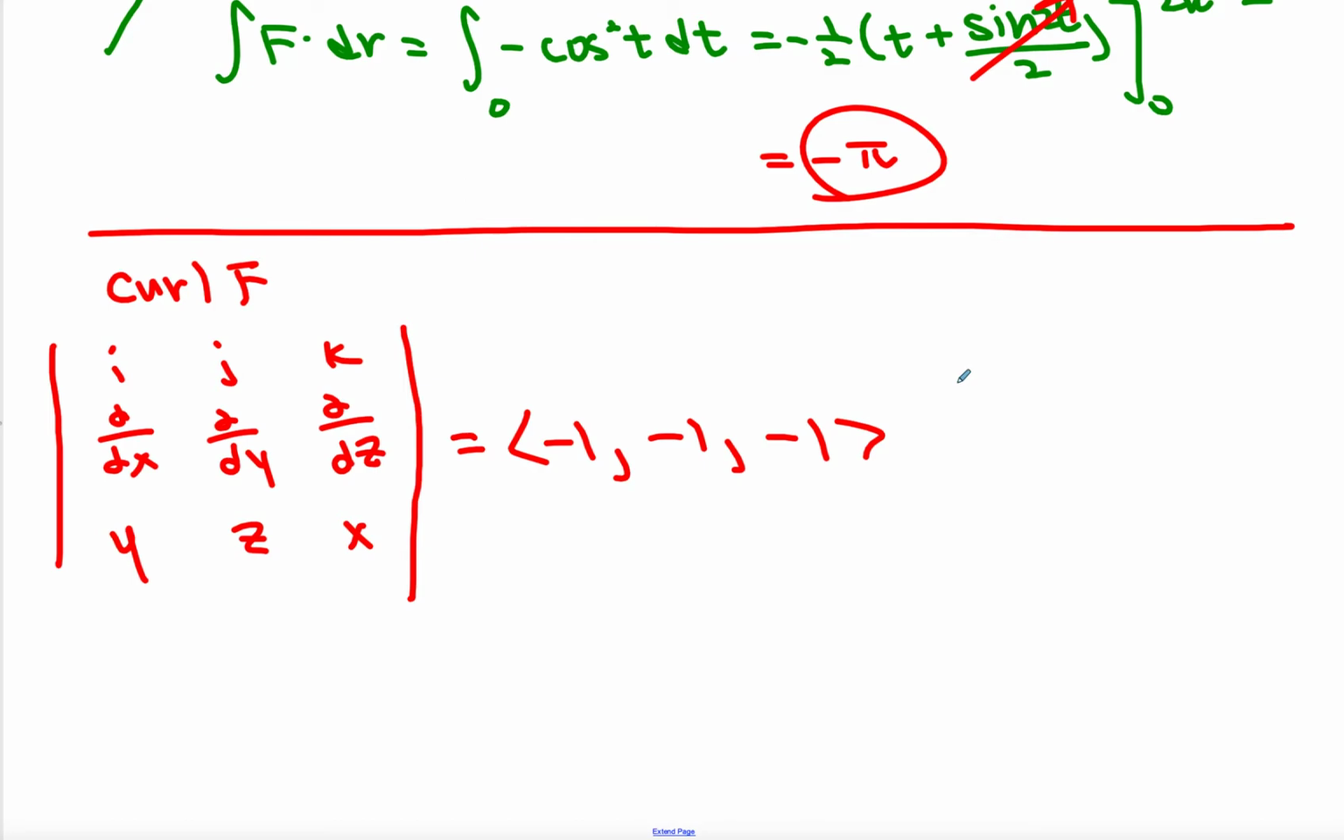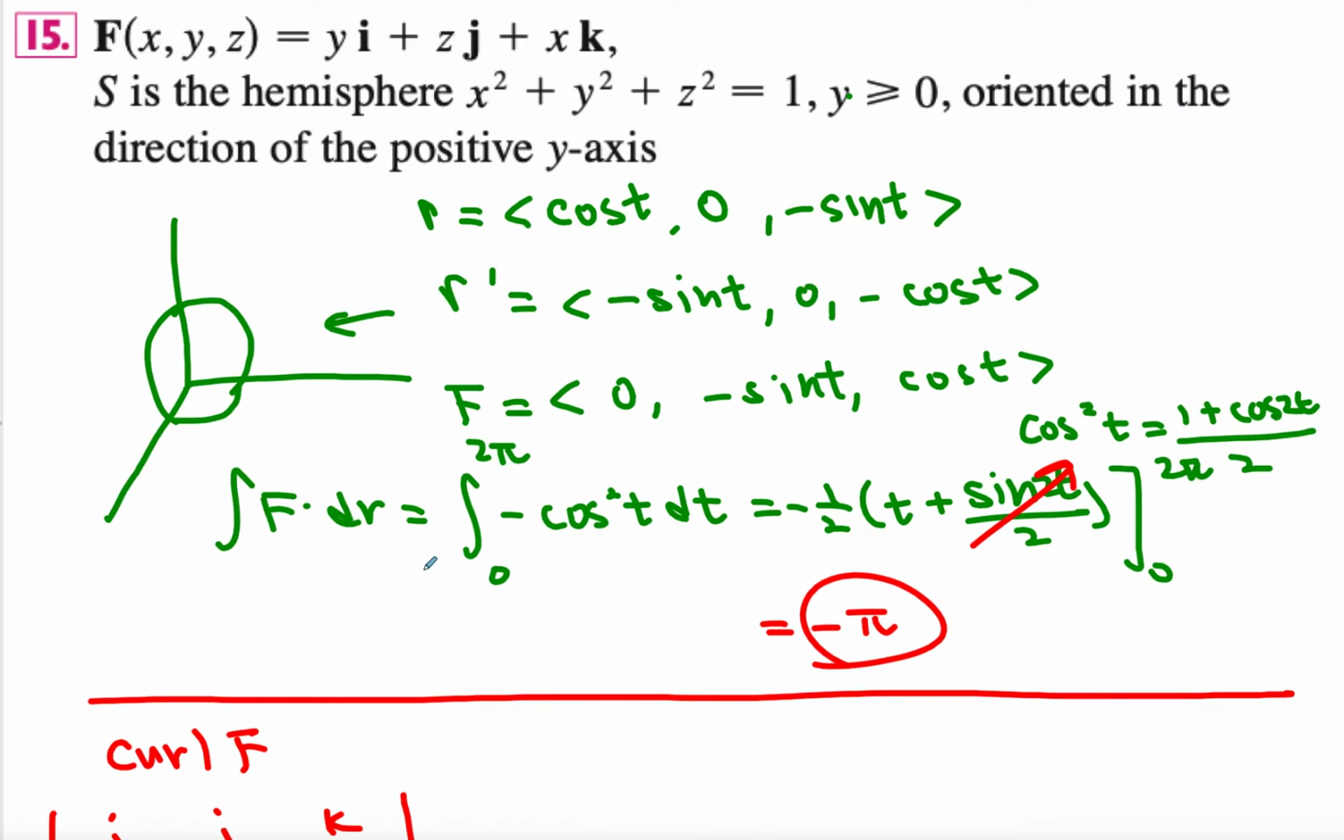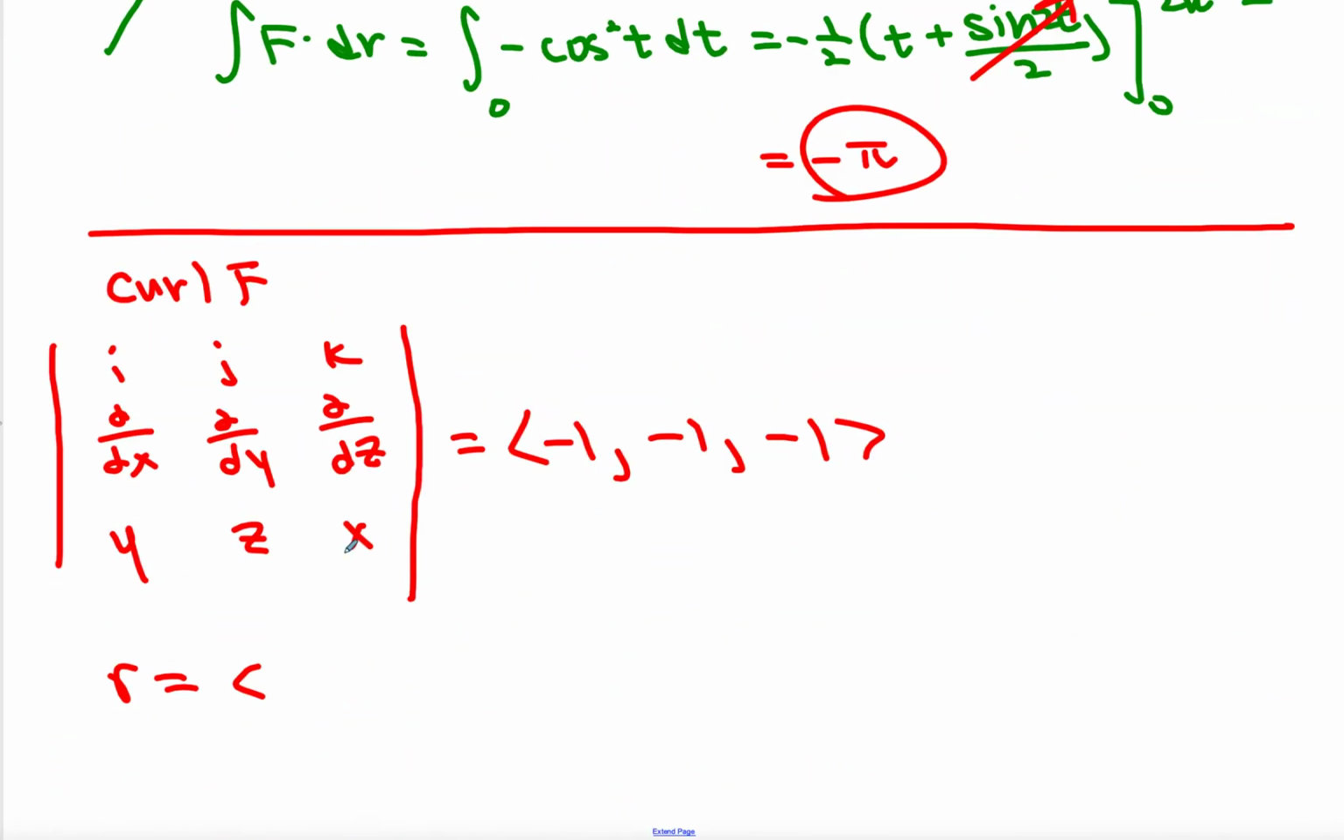Now, what is the surface here? Because it's a sphere, I'm going to use the spherical coordinate system where the radius is equal to 1, because it was a unit sphere, I believe. Yes. So x now becomes sine phi cosine theta, y becomes sine phi sine theta, and z becomes cosine phi.